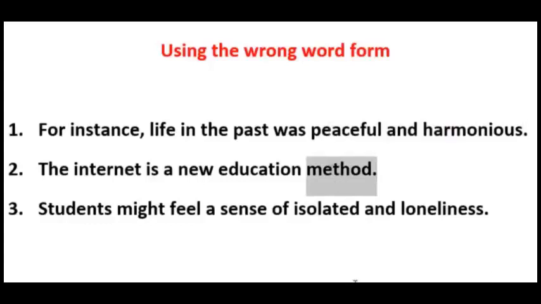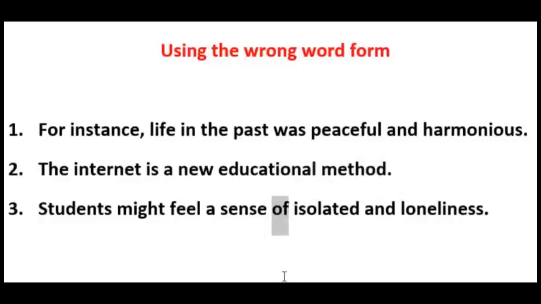Number 2, the internet is a new education method. Now we have here a noun. What comes before a noun? An adjective. However, education here is a noun form. We need to change this noun form into an adjective. How do we do that? By adding -al.